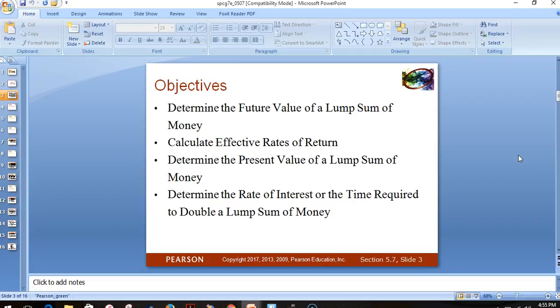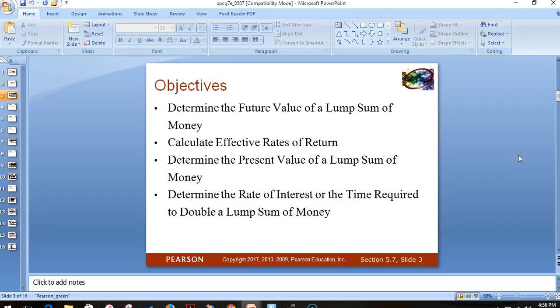We'll look at effective rates of return, which is essentially asking how do I earn money the quickest. We'll also look at a present value of a lump sum. So let's say in 10 years you want to have $50,000. How much money would you need to put in the bank now? And then last we'll look at how long does it take to double my money.